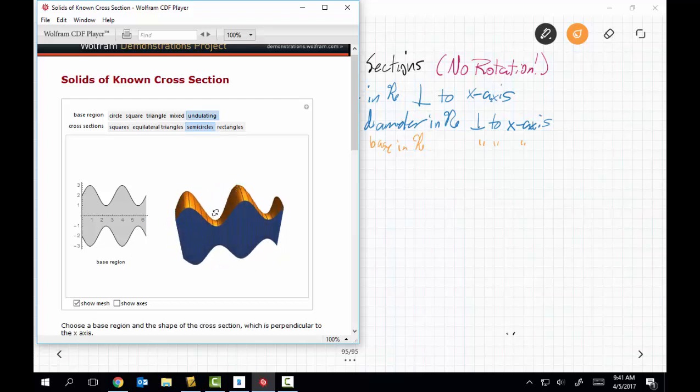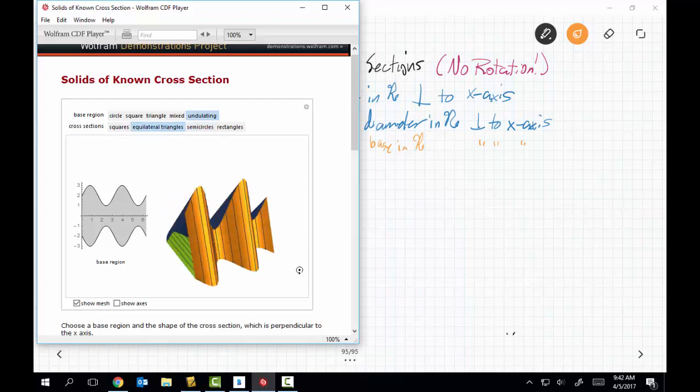You can see the base. Notice they look the same right there. And here are the semicircles coming out at you, coming out in 3D. That's pretty neat, huh? Now, what if they weren't semicircles? What if they were equilateral triangles? Now look at that.